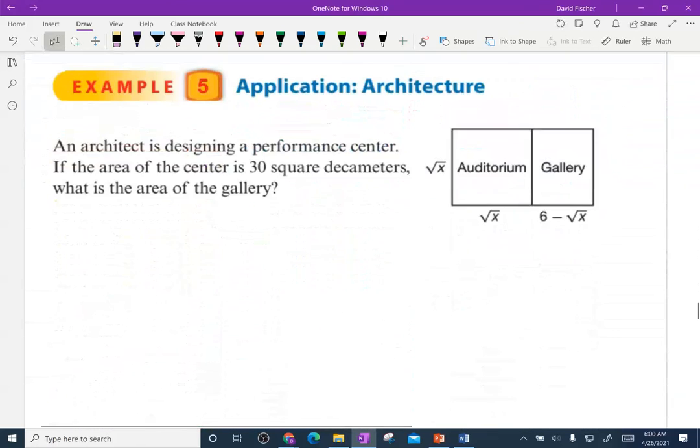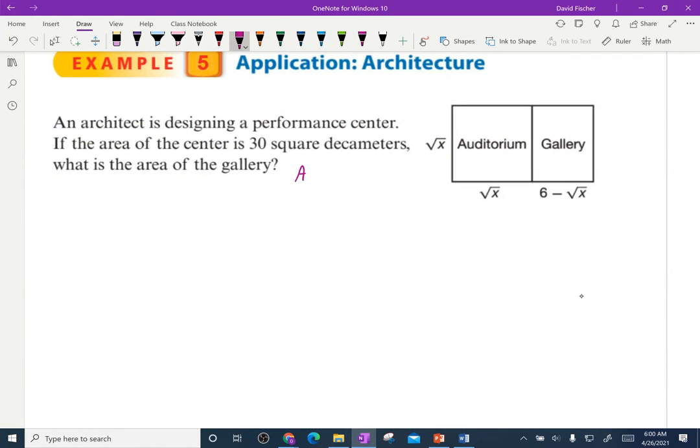All right, here's our area. Area equals base times height. Again, we should know this quite well by now. They said in this performance center, the area of the center is 30 square decimeters. So they said square decimeter, so I know that's the area answer. And my base times my height. Now there's two ways you can do this. You can take this times everything here, but I noticed on my length here, it's x plus square root of x and then minus square root of x. If I put these two together, basically they cancel each other out. So really my base is just a 6.